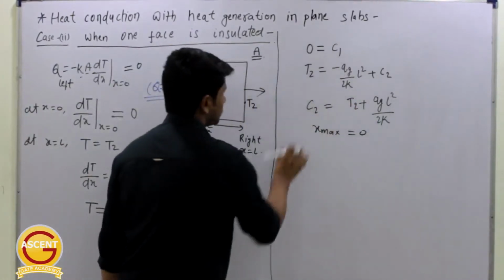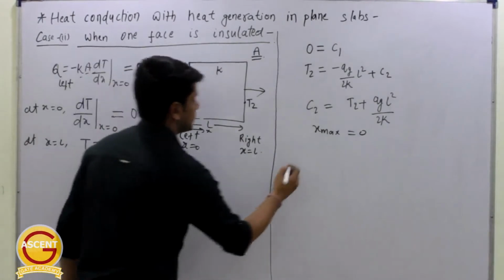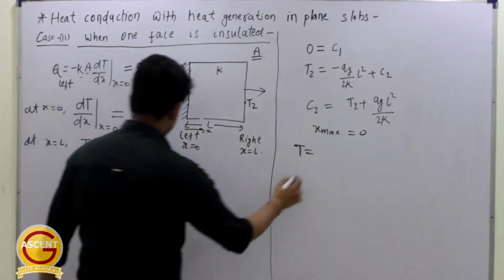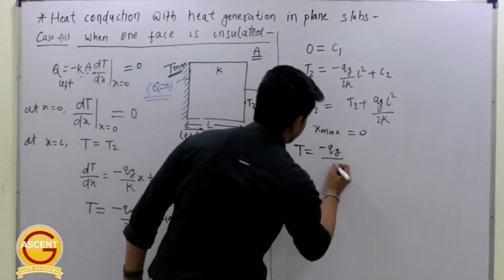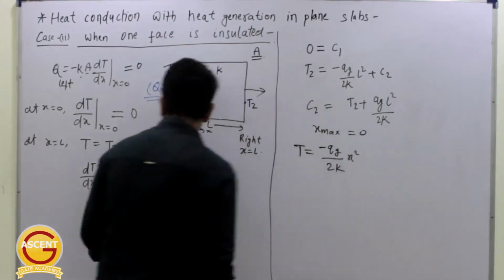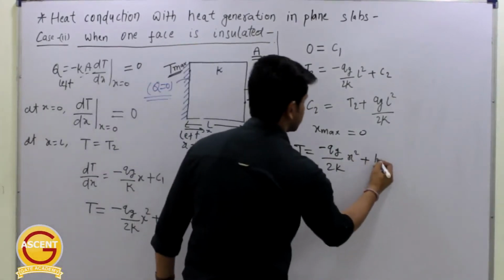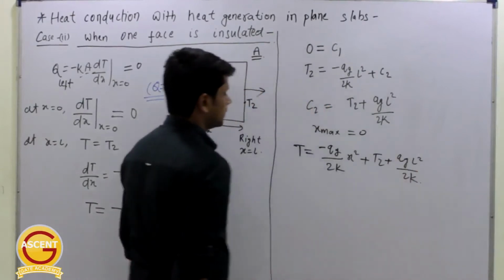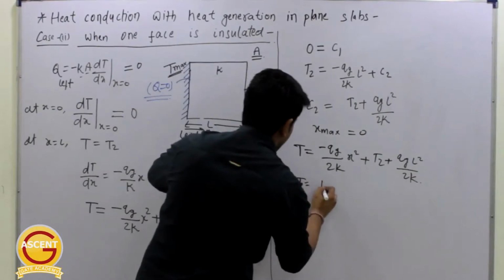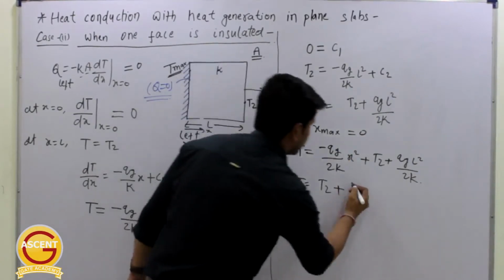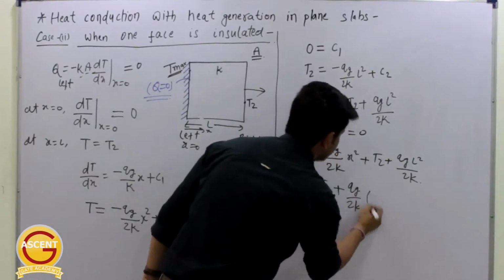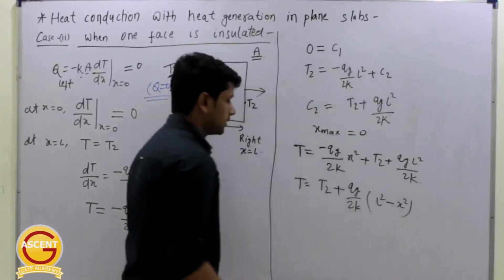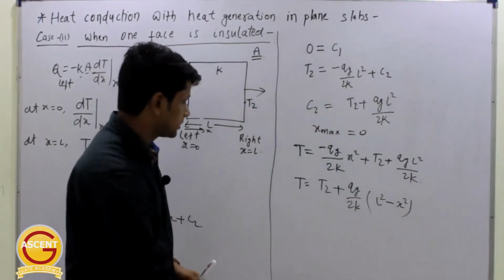So let's put this value of C2 here and we will get this temperature profile. So we will get T equal to minus Qg by 2k into x square. C1 is 0 and C2 is T2 plus Qg L square by 2k. Right, now T2 we take here. So T2 plus Qg by 2k we can take outside because it is common. So it will become L square minus x square. Right, so this is the temperature profile in this third case.